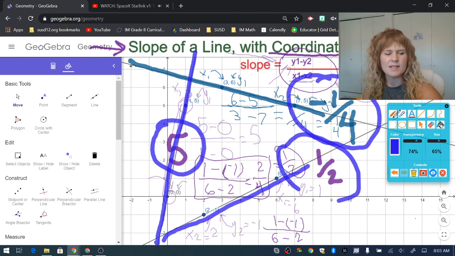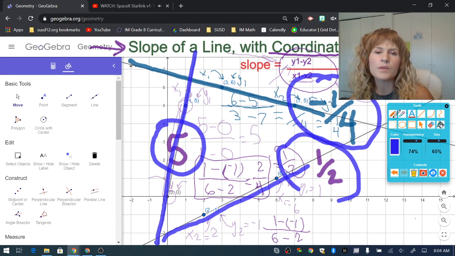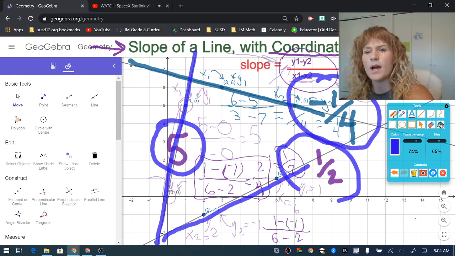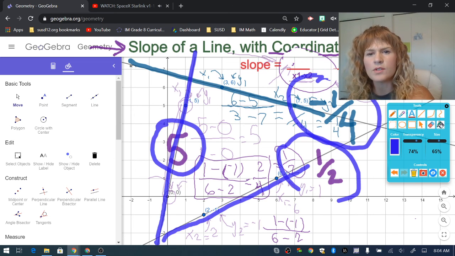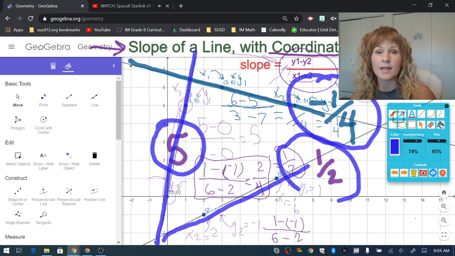Okay, good job, guys. You'll need to know how to do this for your quizzes, your warm-ups, and your tests, and you'll need to be good at this for high school. So don't forget, slope equals rise over run. And you can also use coordinates. There they are, right there. You can use coordinates to calculate slope.